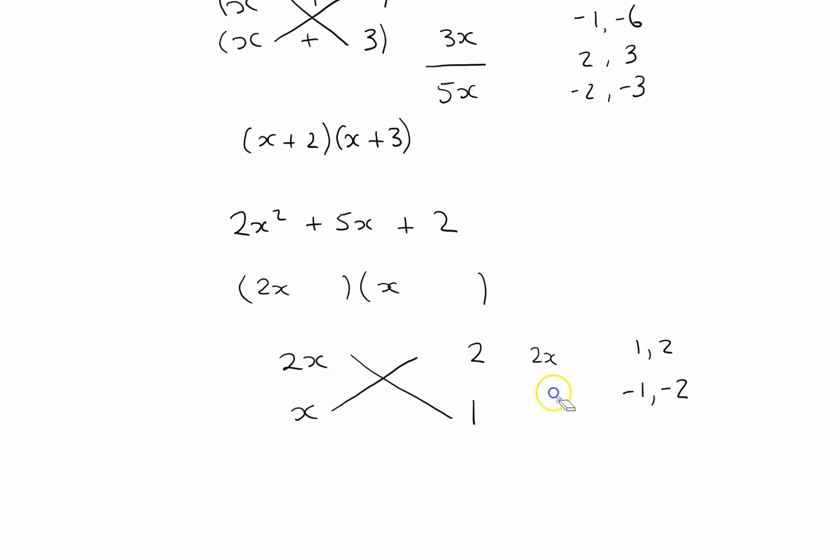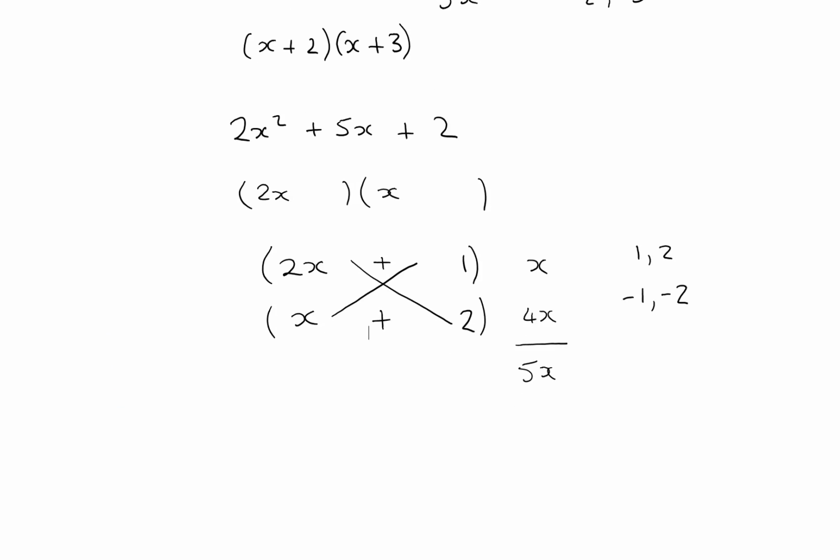I'm going to erase these and swap them over, put the 1 up here and the 2 there. Let's double check. X times 1 gives us x, 2x times 2 gives us 4x. Now if we add them, we get 5x, which is correct. It's what we're looking for. So we have our factors. We have 2x plus 1 and x plus 2. So I can rewrite our quadratic equation in the factorised form, 2x plus 1, x plus 2, and that is factorising the quadratic equation using the cross method.